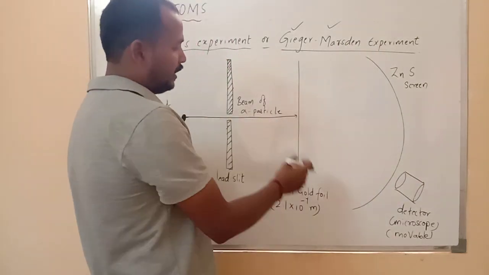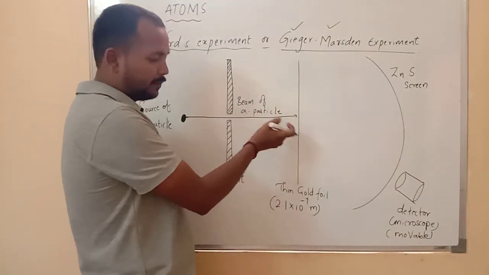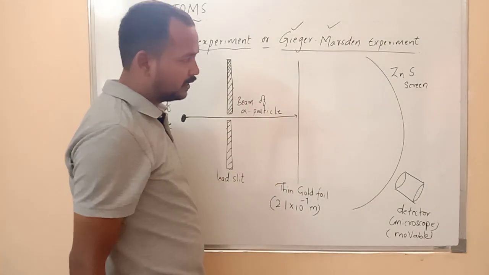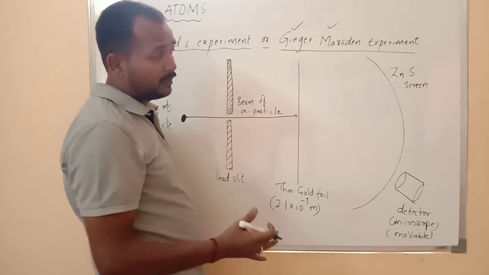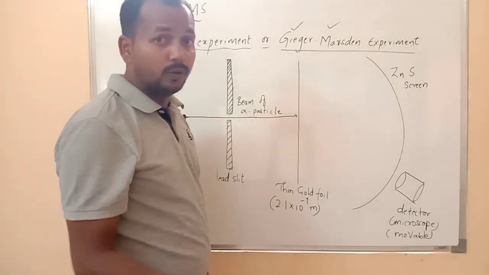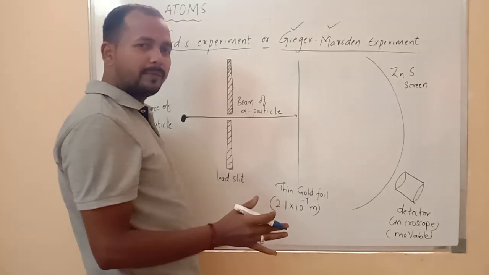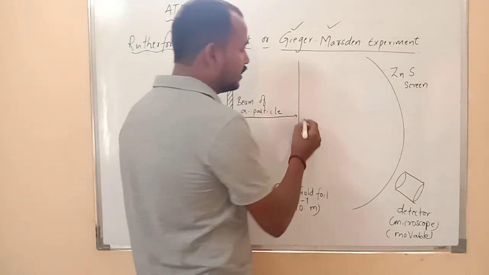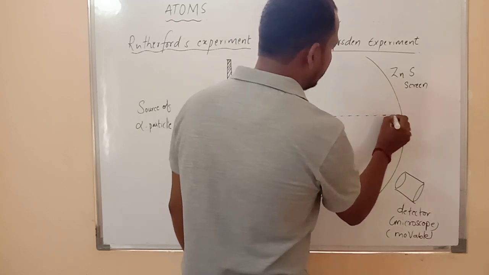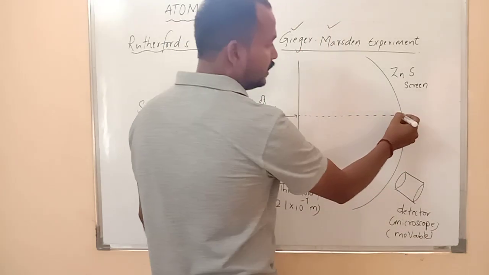As I said, a beam of alpha particles is made to fall on a thin gold foil, then it will scatter. How will it scatter? Will almost all the particles scatter? No. Most of the alpha particles will not scatter. They will move in a straight line and hit the screen.